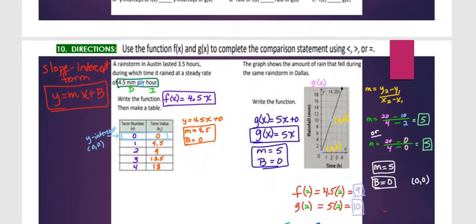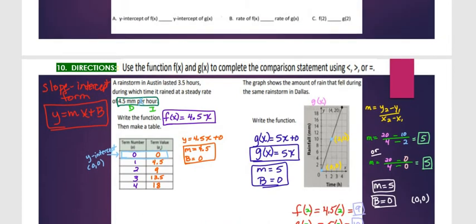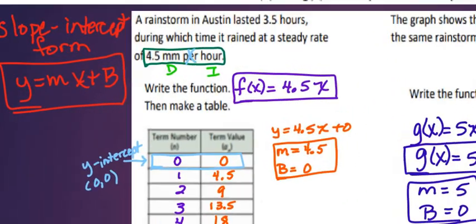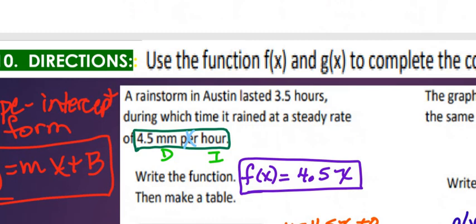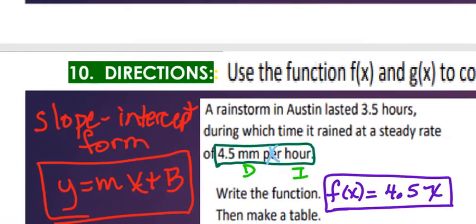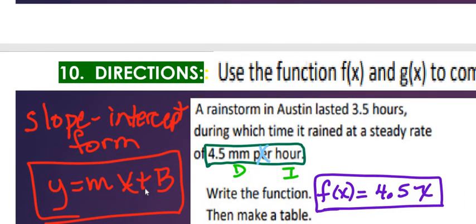Let's look at these. So the first thing that you see right here, remember your slope intercept form is y equals mx plus b. So I have 4.5 millimeters, which is your dependent, your x, your per is your variable, and your hour is your independent. I'm going to write this as a function right here at f of x equals 4.5x.